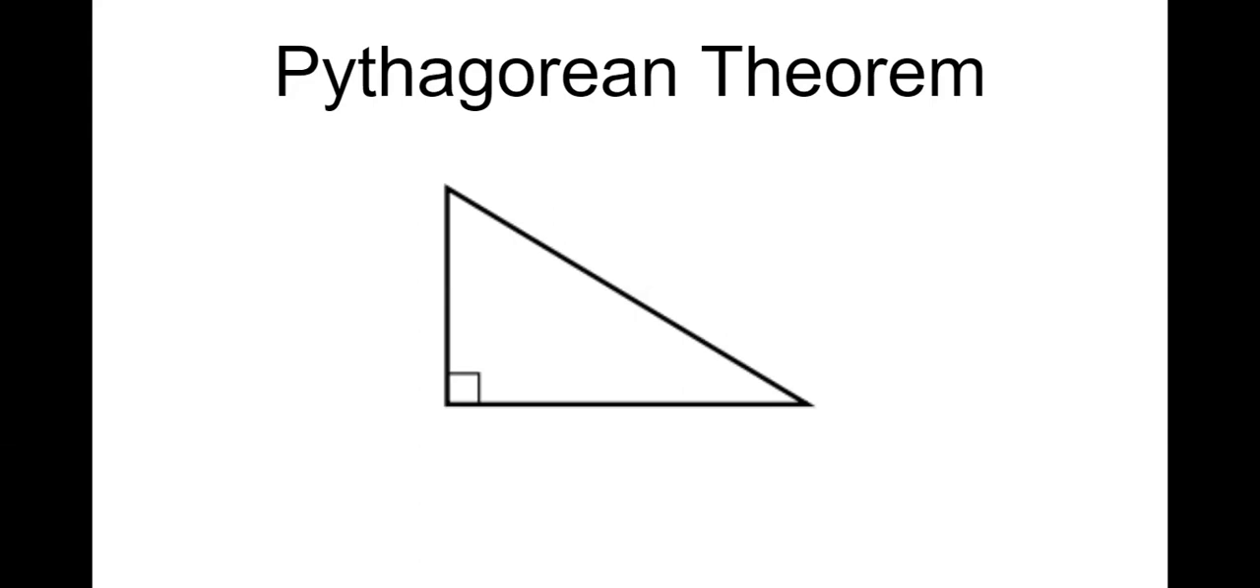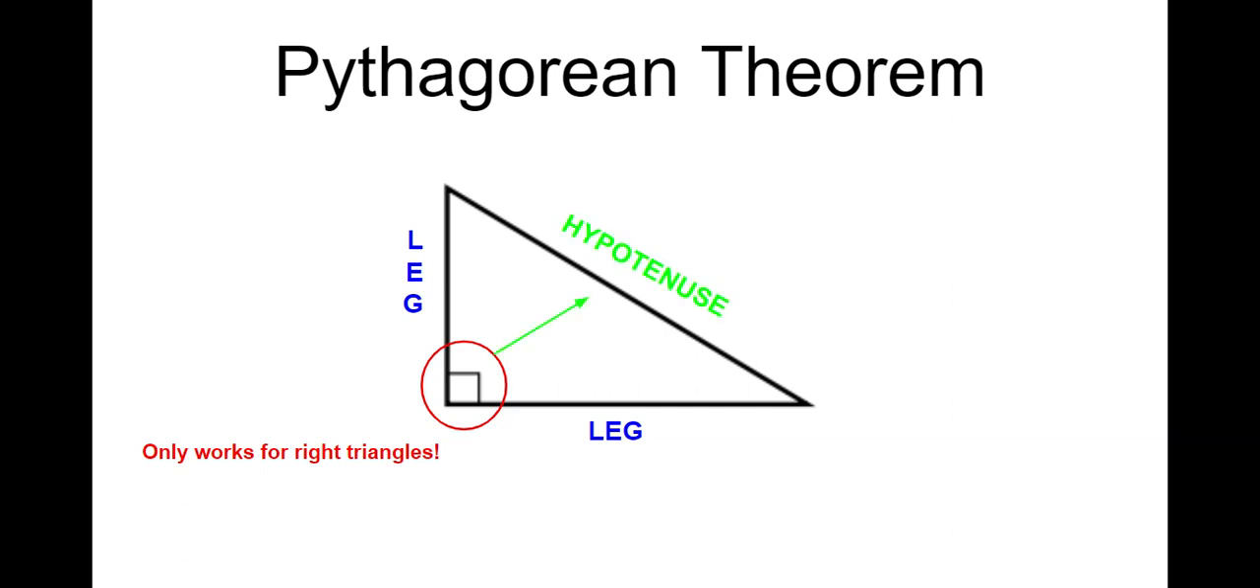Let's talk about the Pythagorean theorem. First, you need to know that the Pythagorean theorem only works when you have a right triangle. This will not work for any other kind of triangle. In a right triangle, the two sides that make the right angle are called the legs. The side directly across from the right angle is called the hypotenuse.